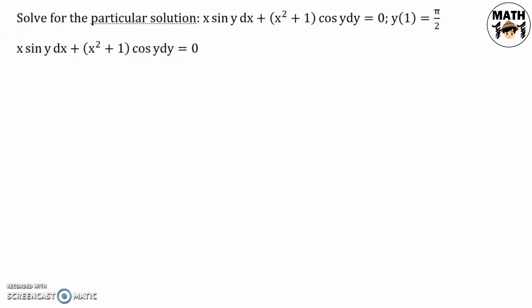Solve for the particular solution of x sine y dx plus quantity x squared plus 1 times cosine y dy equals 0, given the initial condition that when x is equal to 1, y is equal to pi over 2. Check muna natin kung itong equation ba na to ay variable separable. So, let's separate functions of x and functions of y. To do that, we'll divide the whole equation by x squared plus 1 and sine y.